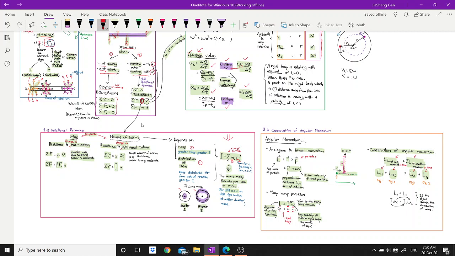Then next thing, you have a sort of standalone 8.4, conservation of angular momentum. Similar to linear momentum, instead of P equals mv, you have L equals R mv. Just like how you derive torque from force, you derive angular momentum from linear momentum. Then if you have many particles, like a uniform rigid body, you derive this formula. This formula cannot be derived at your level, it requires integration.